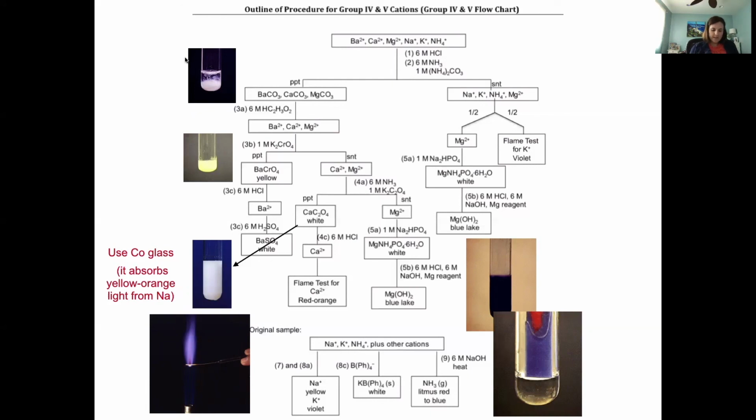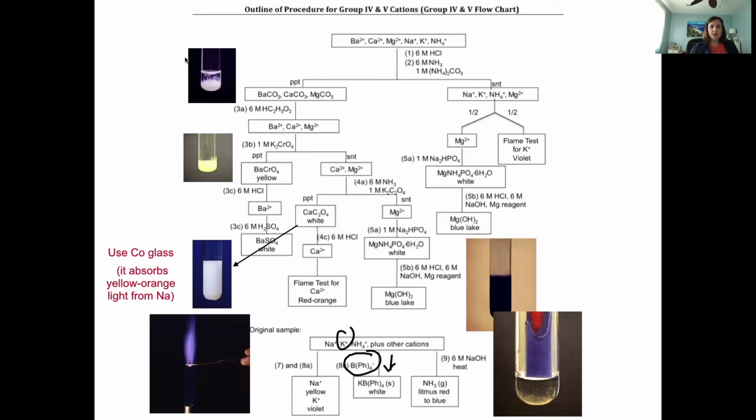So I said that the potassium, sodium, and ammonium ions are soluble. Well, there is one compound, tetraphenyl borate, which has four phenyl groups with the boron, and that actually will form a white precipitate with potassium. So that's another test, if it's sometimes hard to see those flame tests. That would be another test for your potassium.